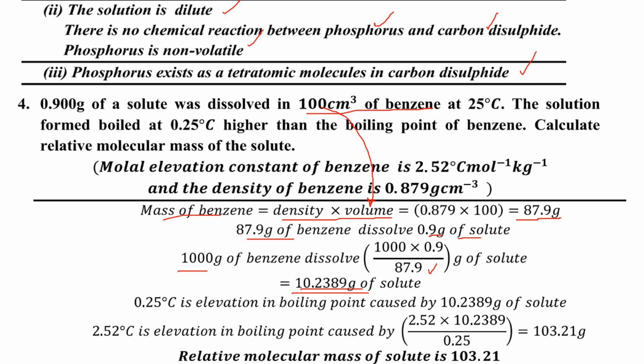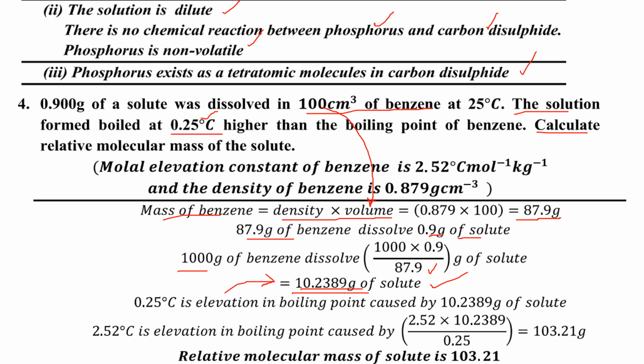Now this is after calculating; this is always equated to the elevation in boiling point. If you look at the question, they ask you to calculate the relative molecular mass. Here they tell you that the solution boiled at 0.25 degrees higher than the boiling point of benzene. So that means this was already the boiling point elevation, and you need to be very keen when analyzing these questions. Boiling point elevation is always attached to this mass.